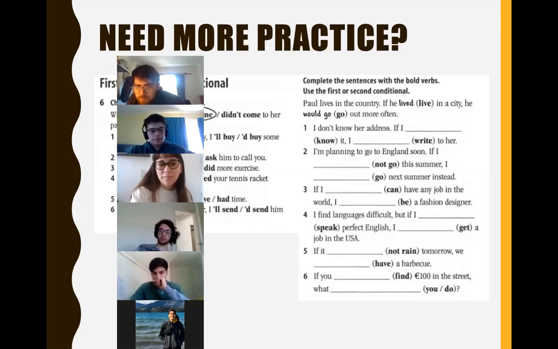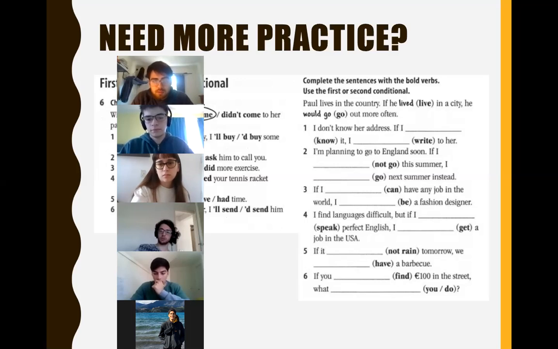Okay, Isidora, first question. Do you think that this person is talking about something that might happen or something that won't happen? It could be any of the two, but you tell me, what do you think? She's talking about something that will likely happen or won't happen? I think likely. Likely, okay. So you think that is the first conditional, right?